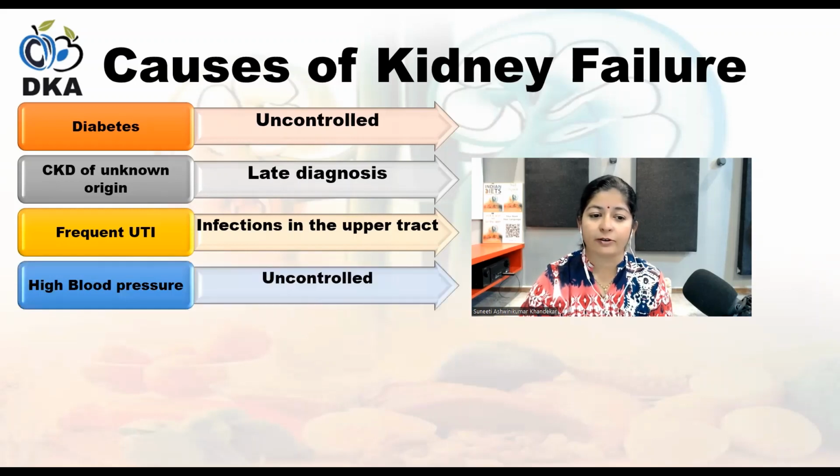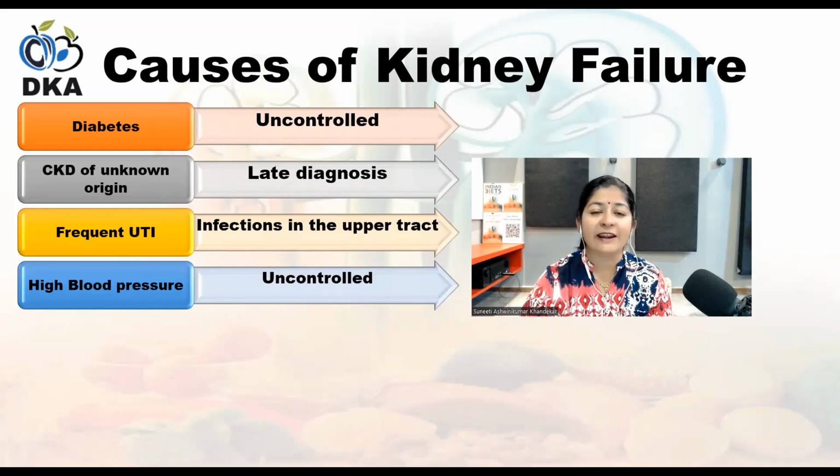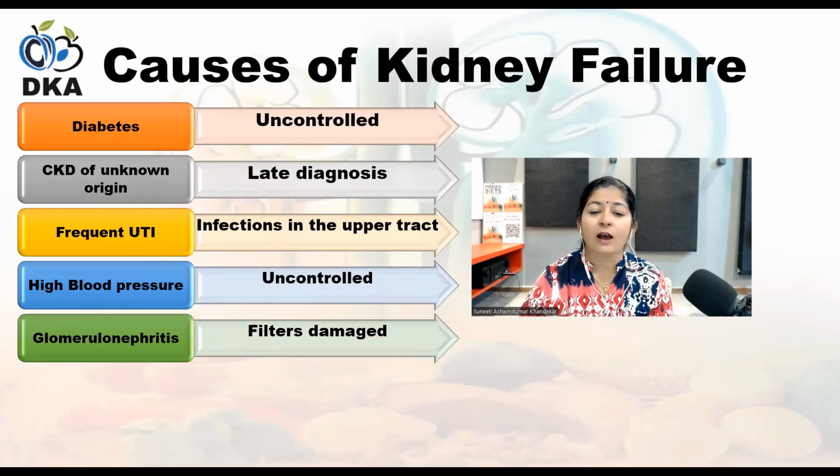High blood pressure, uncontrolled blood pressure, which leads to frequent spikes of high blood pressure all throughout the day, may lead to kidney failure in general. Glomerulonephritis, where filters are damaged. Now we are aware that the kidneys are made up of so many filters, and these filters are damaged in case of glomerulonephritis, which is a main cause of chronic kidney disease or kidney failure.